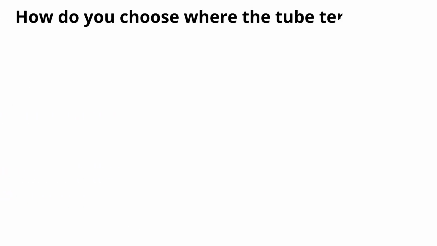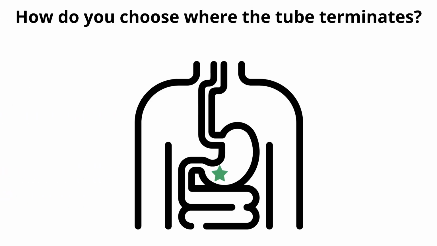How do you choose where the tube terminates? Often, gastric options are acceptable. Jejunal options are great for patients with gastric obstructions. For example, you can use a GJ for a patient with severe gastroparesis, where we wouldn't want to feed through the gastric part since the stomach motility is compromised. Instead, you can feed through the J, aka the jejunum.